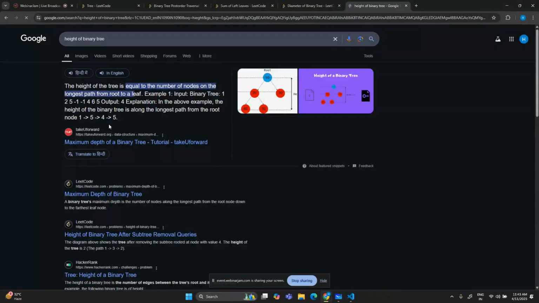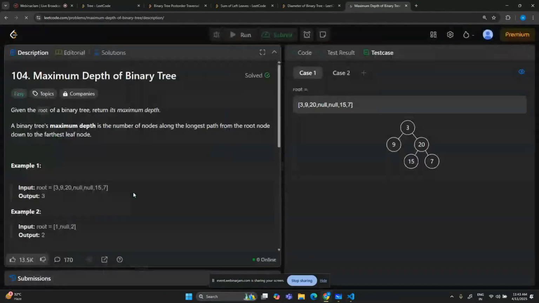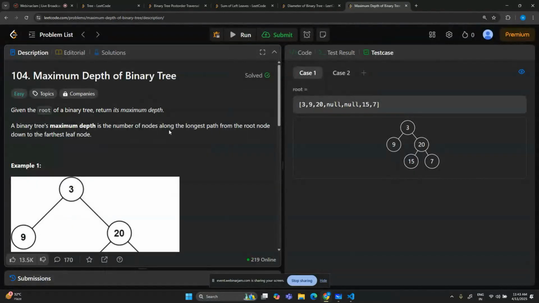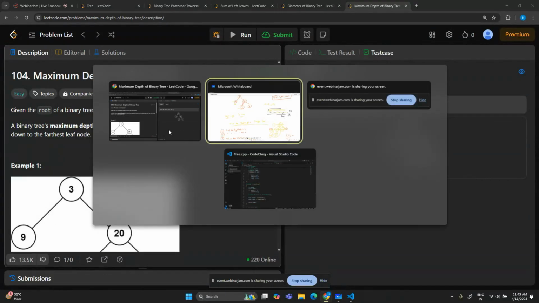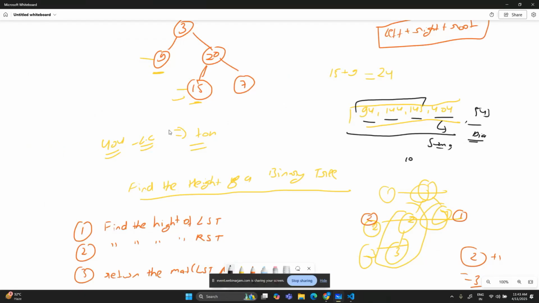Height of a binary tree and maximum height of a binary tree. This question is a little bit different. Just read what is depth and what is the height. So this is question number 104.